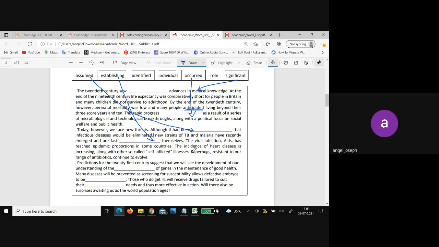All right guys, so going forward, the incidence of heart disease is increasing along with other so called self inflicted illnesses.